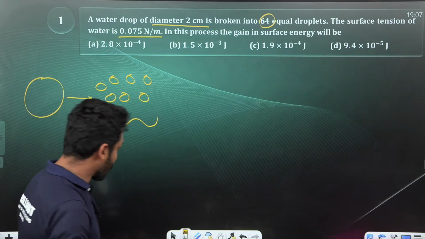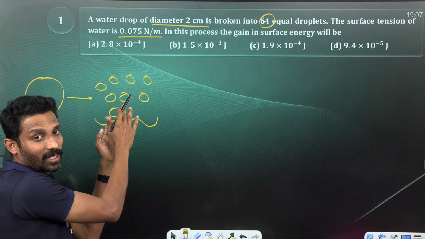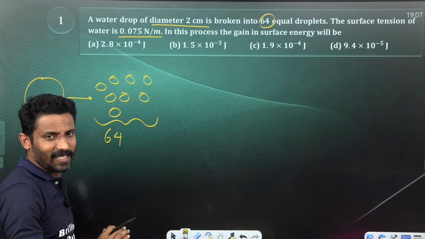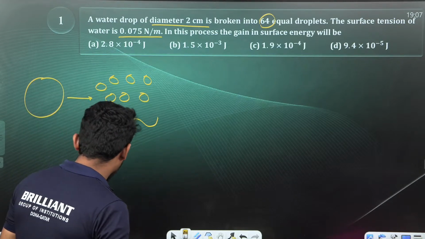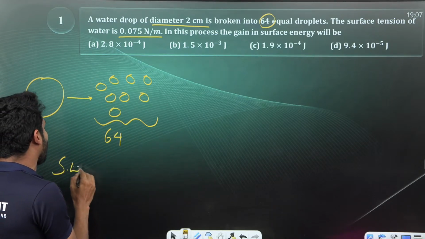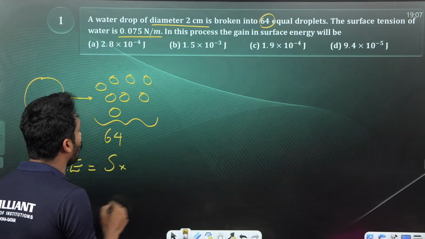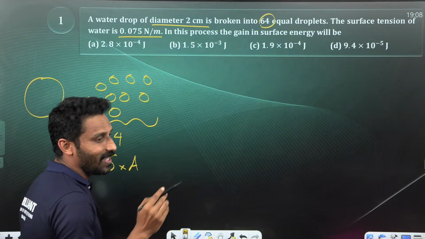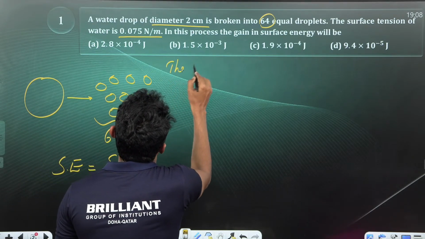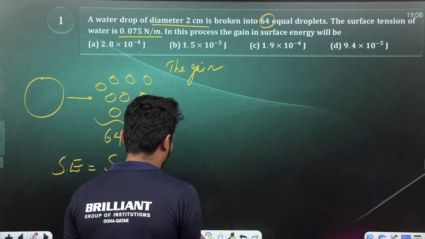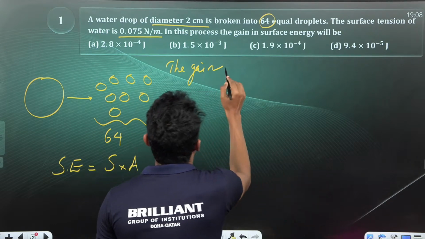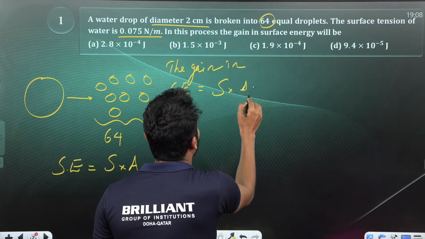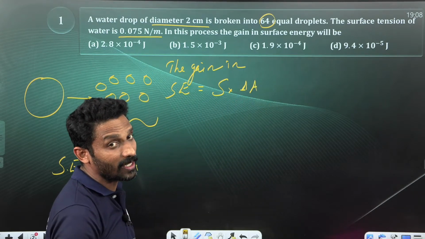In the process, the final surface energy is greater than the initial surface energy because the final area is increasing. Now, we know surface energy is equal to surface tension into area. Now, the gain in surface energy is equal to surface tension into the increase in area.